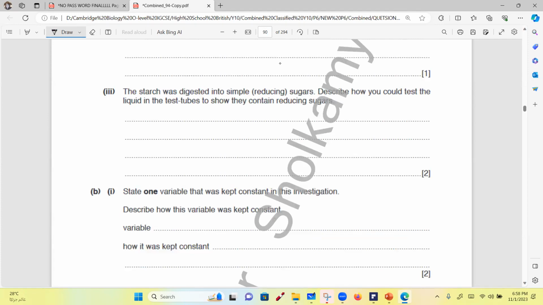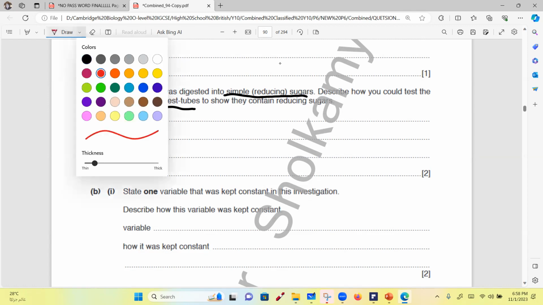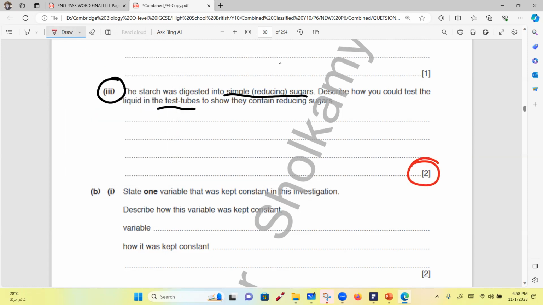The starch was digested into simple reducing sugars. Describe how you could test the liquid in the test tubes to show that they contain reducing sugars. Classic questions, the same question that you took in the midterm exam. What will you do to know if it contains reducing sugars? What's the test? Benedict solution. Okay, this is 2 marks. You will just write Benedict and go home? No, heat at 80 degrees Celsius. Very good. You will say that I'm going to add Benedict to the sample and I'm going to heat it. And it's very good to say that if the solution contains reducing sugar, the color changes from blue to brick red. Write the experiment because you are obliged to know it.